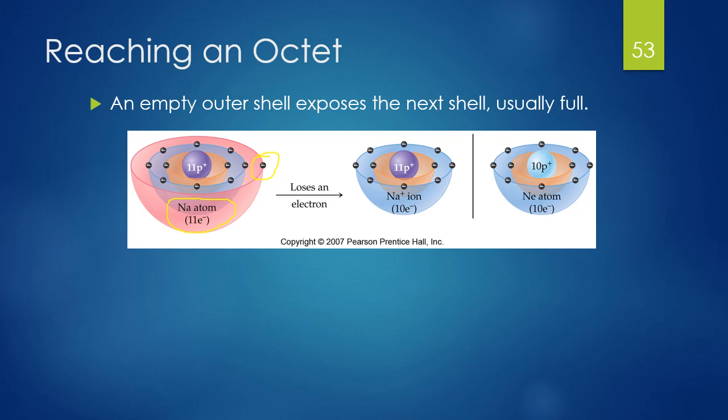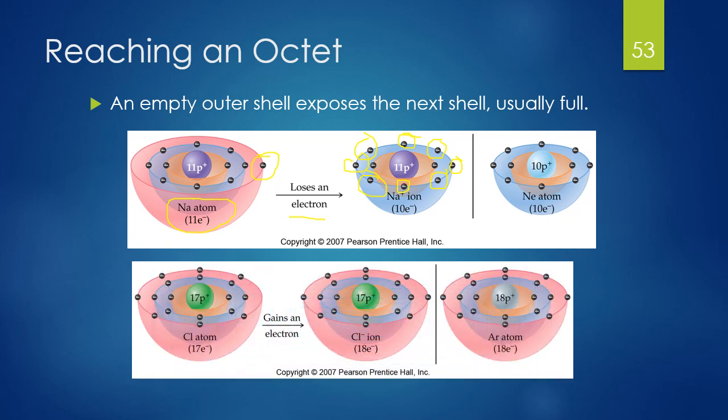So what happens is it wants to have a full octet, a full outer shell. So when it loses that 1 electron, notice now the pink shell is gone. Notice also that sodium now has a +1 charge because it lost 1 negatively charged electron. But its outer shell in blue now, if you count those electrons, you'll see that there's 8 on that blue level because it now has a full outer shell. So it has the same electron configuration now as a neon atom.